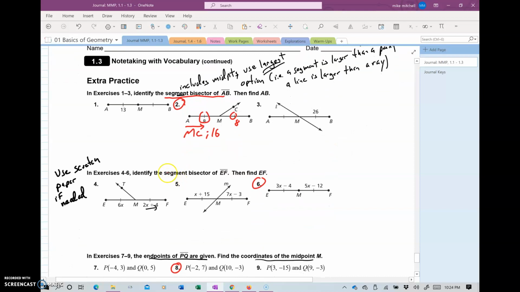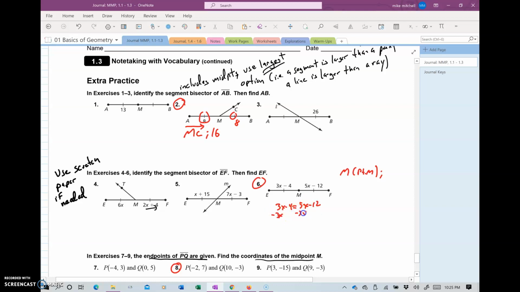Okay. Identify the segment bisector, then find the length of segment EF. Well, my segment bisector is going to be point M, and the distance, I got to find it for X. Well, these two are equal, are congruent. EM equals FM. 3x minus 4 equals 5x minus 12.